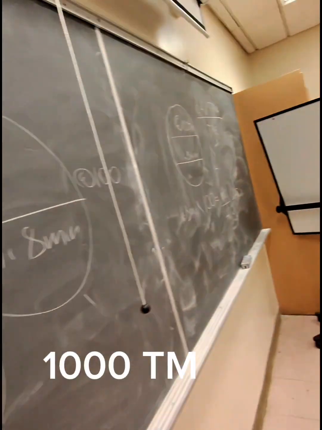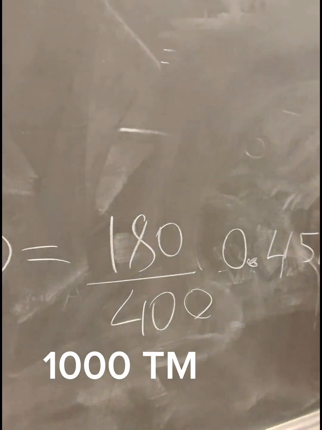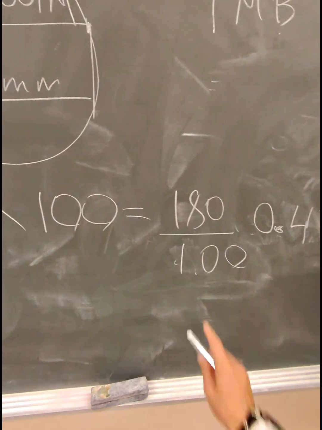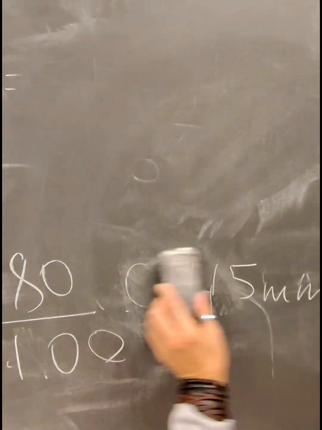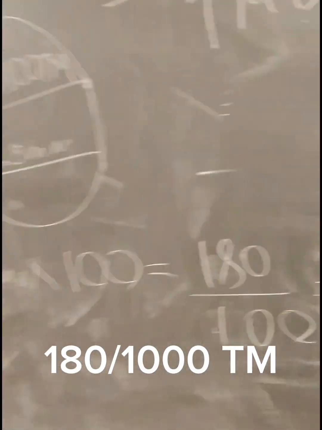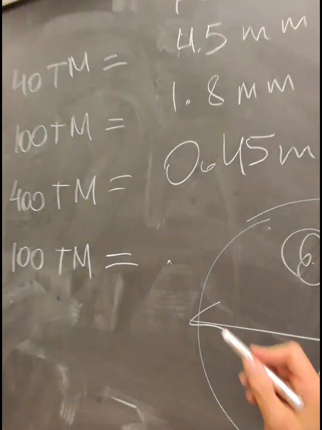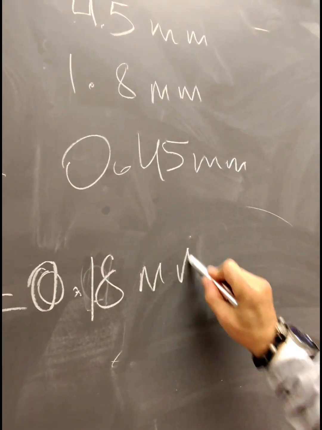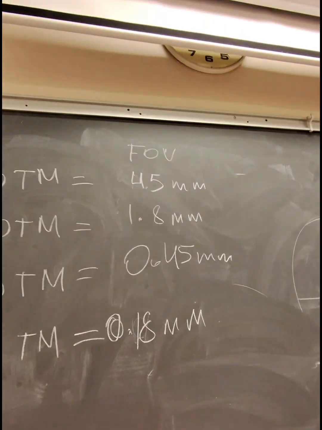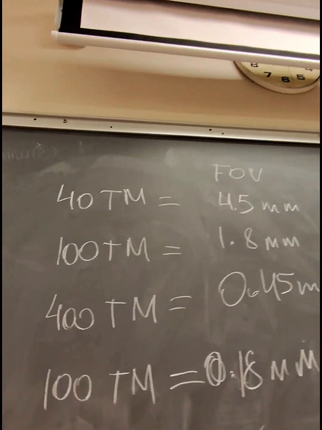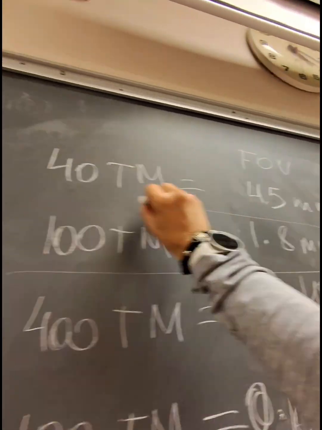Now let's do the same thing for 100. Total magnification 100, and that's going to be 0.18 millimeters. So the field of view at these standard magnifications are this. They gave us this number.